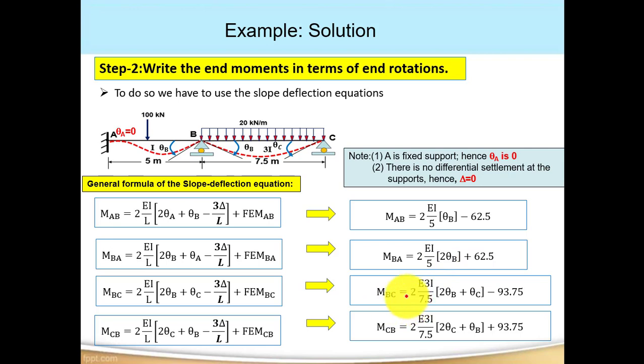M_BC is 2 EI divided by 7.5. Why? Because member BC's length is 7.5 meters. The moment of inertia is 3I for BC, therefore it is 2 times E times 3I divided by 7.5 into 2 theta B plus theta C minus 93.75.